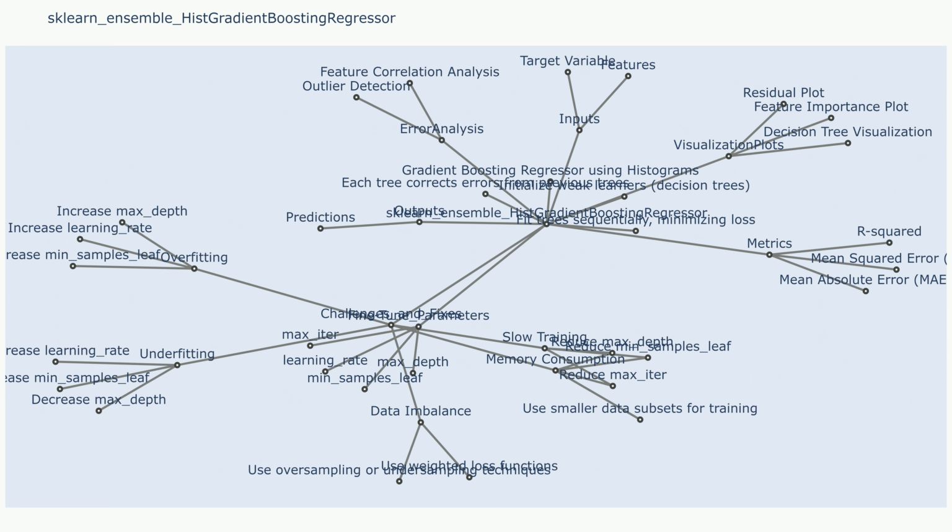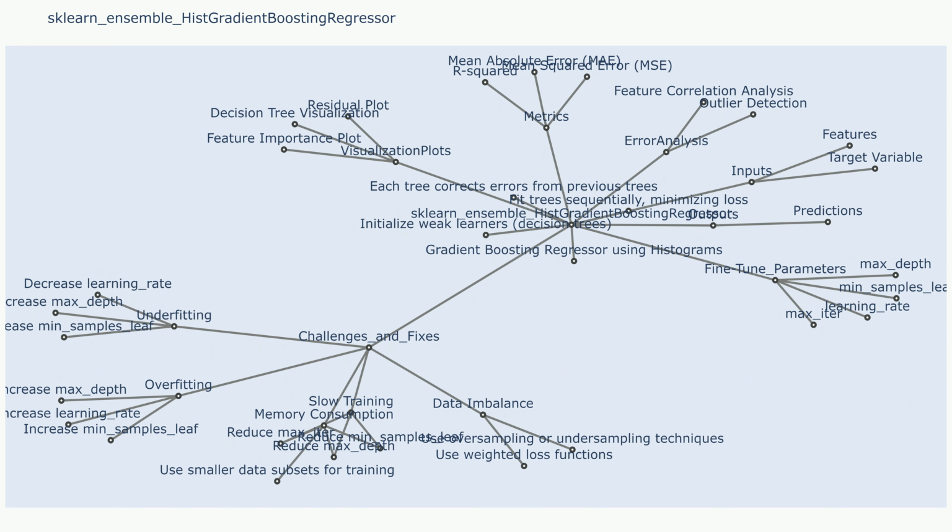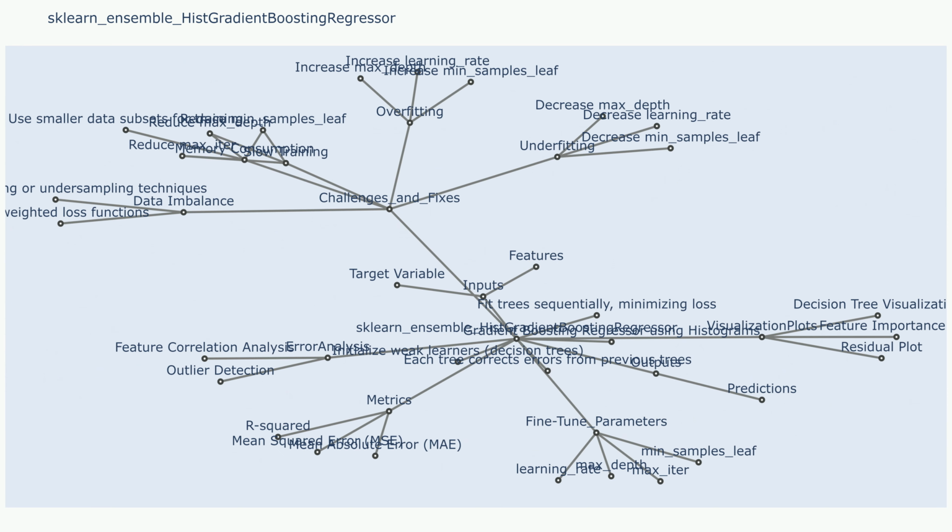Challenge 2. Computational cost. Training a HistGradientBoostingRegressor can be computationally expensive for very large datasets, especially with a high number of features or boosting iterations. Sample use case that resulted in challenge 2: training the model on a dataset with millions of samples and hundreds of features could lead to significant training time.